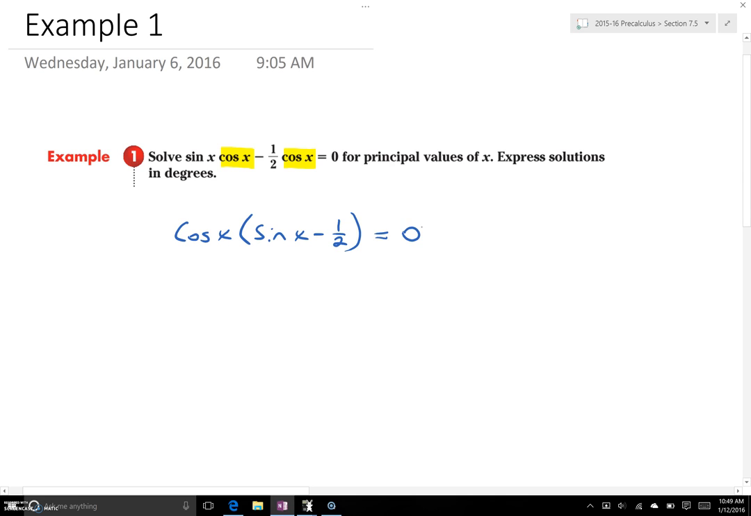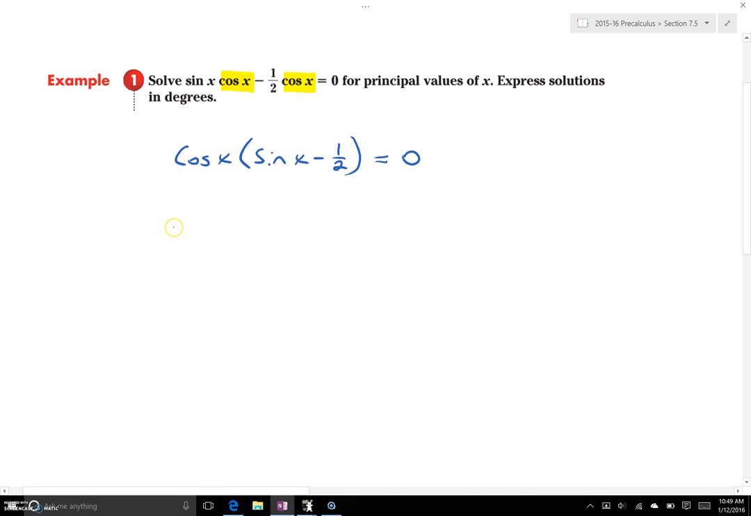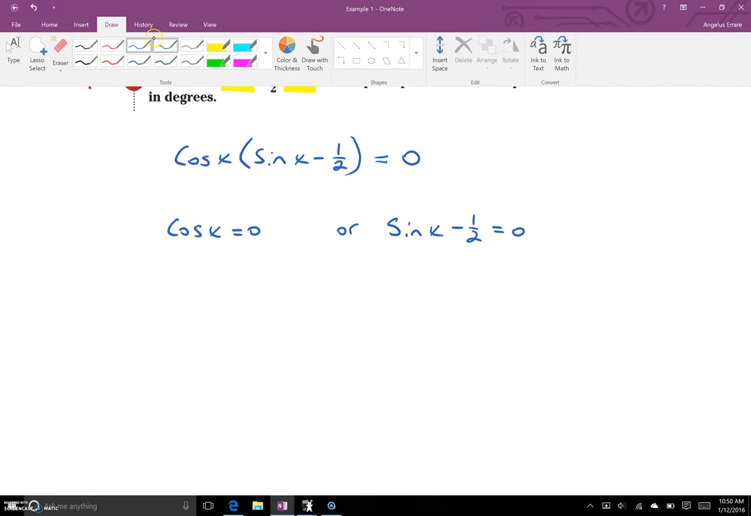The reason we're factoring is just like when we had polynomials that we factored. Once we get everything on one side, and everything on that side is all products, it becomes a lot easier to figure out when the function is equal to 0. Because this function is either equal to 0 when cosine x is 0, or it's equal to 0 when sine x minus 1/2 is equal to 0. So we can solve both of these independently.